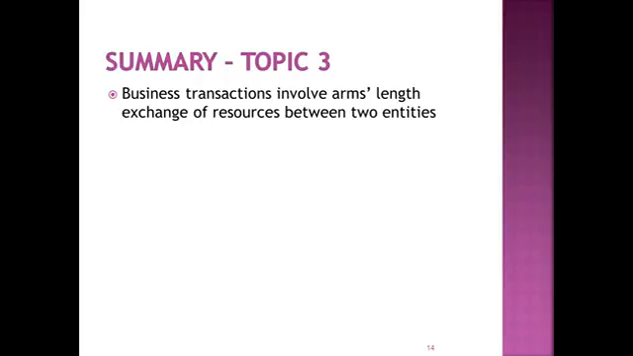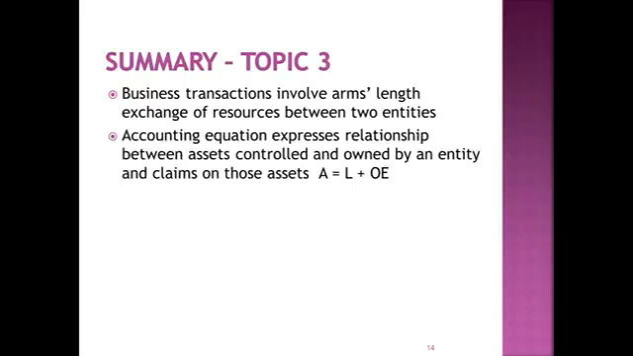Okay, so to summarise topic 3, we learnt that business transactions involve arm's length exchanges of resources between two entities. The accounting equation expresses a relationship between the assets controlled and owned by the entity and claims on those assets, so the liabilities and the owner's equity. And typically we write the accounting equation as assets are equal to liabilities plus owner's equity.